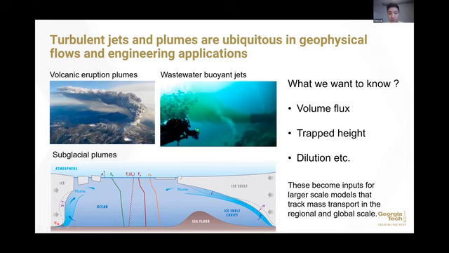So in all these different cases, you have a turbulent jet or plume flow field, and we want to know what the volume flux is, what the trap height would be, and what the dilution is. Very often, these quantities become the input of a larger scale model that would track the mass transport at the regional and global scale.